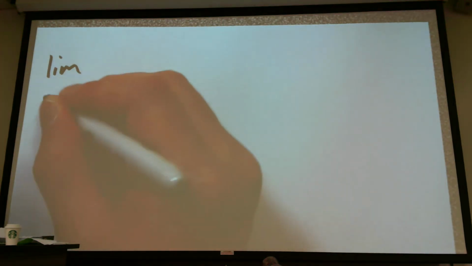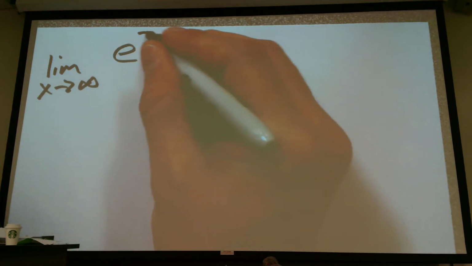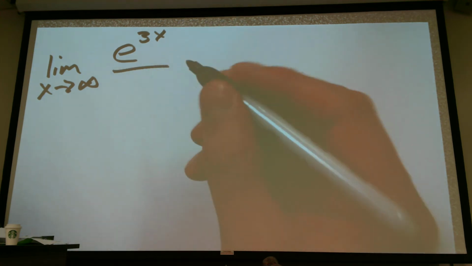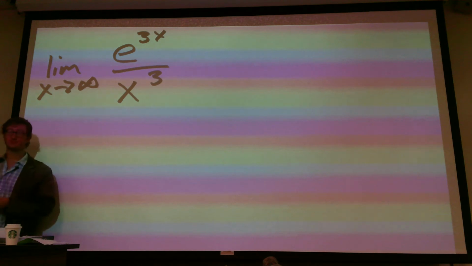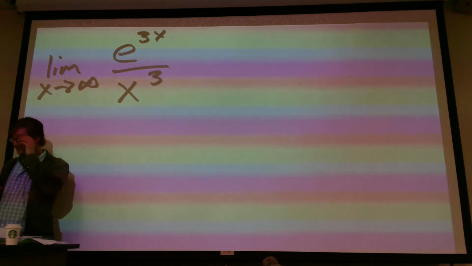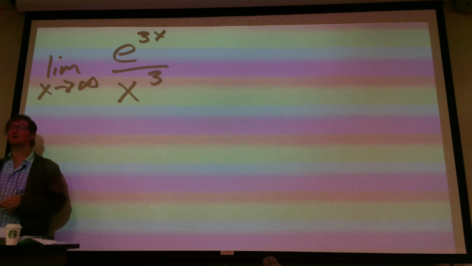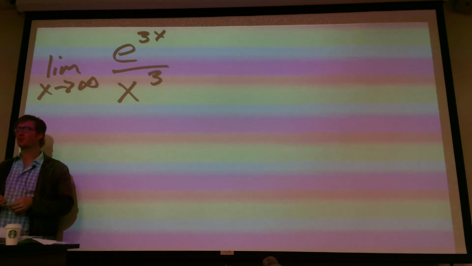All right, another one. So let's say we had the limit as x tends towards infinity of e to the 3x divided by, let's say, x cubed. Okay. So this is different from the limits that we were dealing with before because you can't divide by the highest power. So you have to have a way to evaluate this.